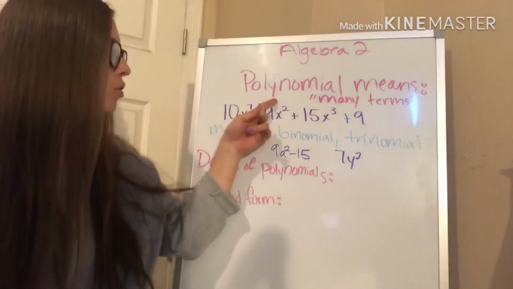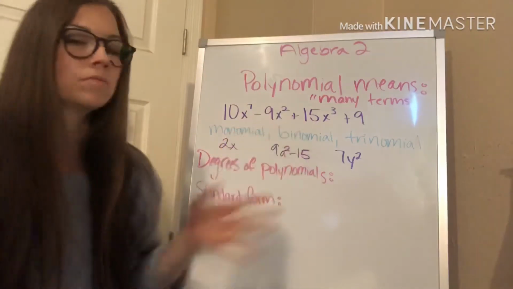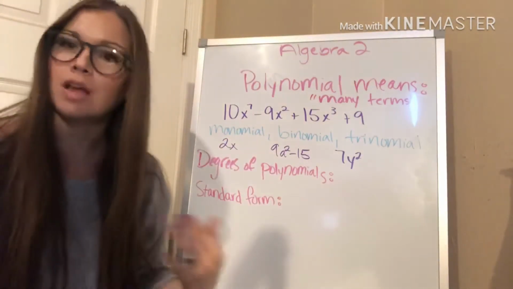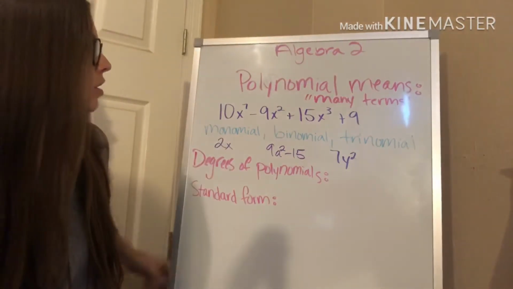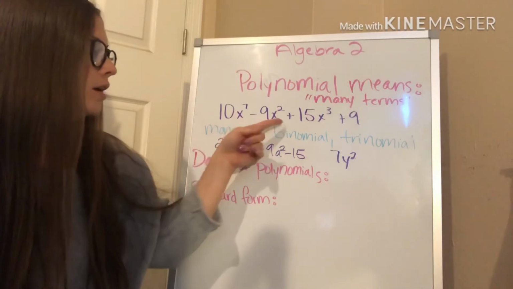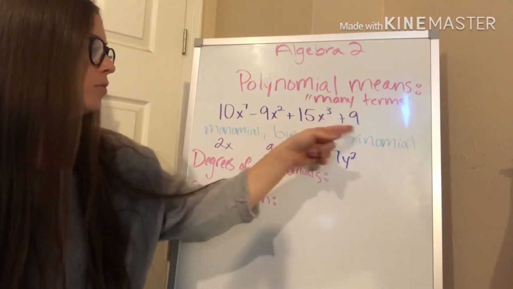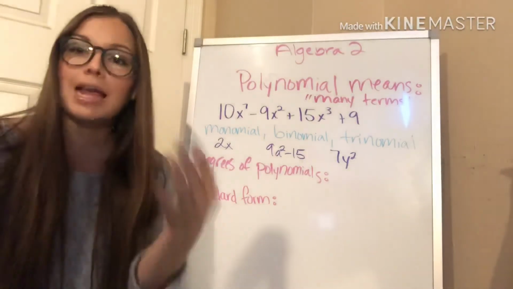So let's start with polynomial. It means many terms. Poly means many, nomial essentially means terms. Not perfectly literally, but that's the overall meaning. Okay, so here's an example of a polynomial: 10x to the 7th minus 9x squared plus 15x cubed plus 9. Okay, there are other types of polynomials.